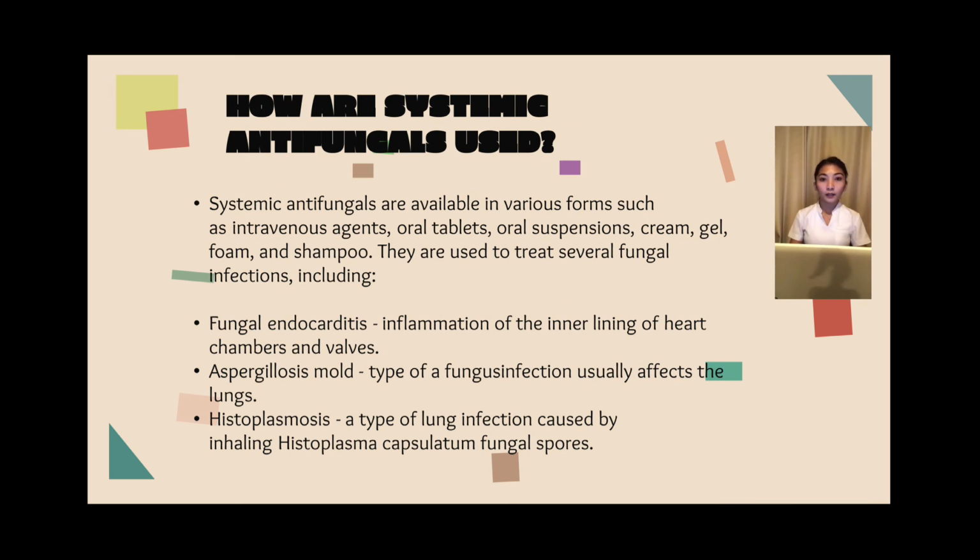How are systemic antifungals used? Systemic antifungals are available in various forms such as intravenous agents, oral tablets, oral suspensions, cream, gel, foam, and shampoo. They are used to treat several fungal infections including fungal endocarditis, inflammation of the inner lining of the heart chambers and valves. Aspergillosis, a type of mold infection, usually affects the lungs. Histoplasmosis, a type of lung infection caused by inhaling Histoplasma capsulatum fungal spores.